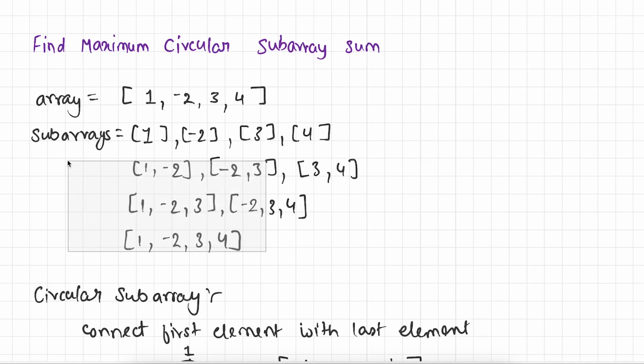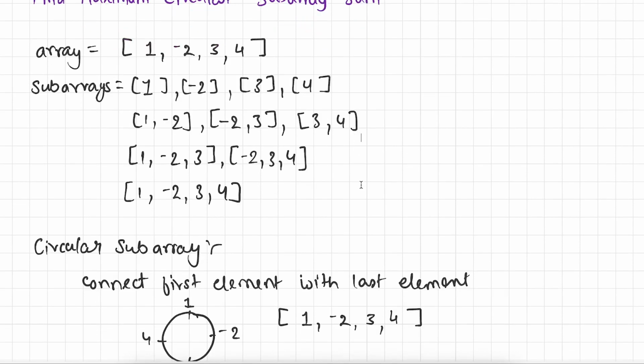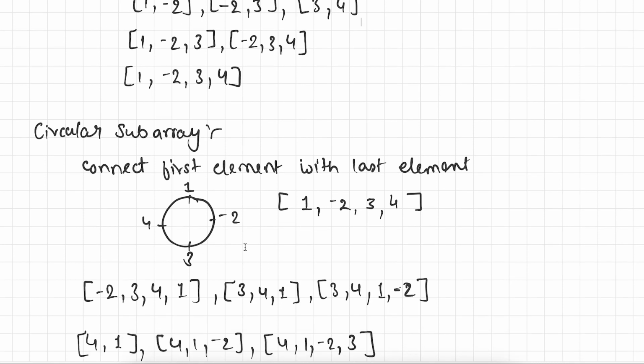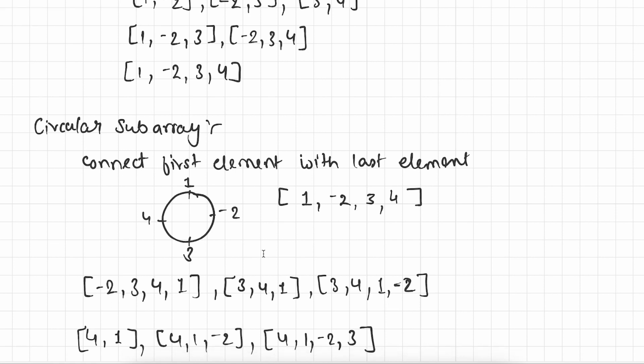And these are the possible subarrays formed by this array. These subarrays are 1; -2; 3; 4; 1, -2; -2, 3; and so on and so forth. So these are the normal subarrays and we already know about them. Moving on to circular subarray. When we connect the first element of the array to the last element of the array, it forms a circular subarray. Like this. Here I have connected the first element, that is 1, with the 4. So it forms the circular subarray.